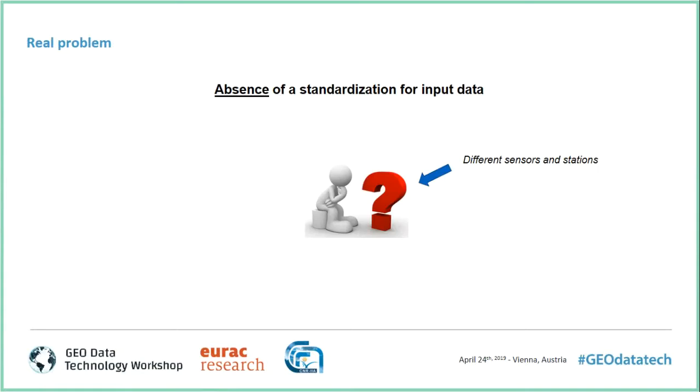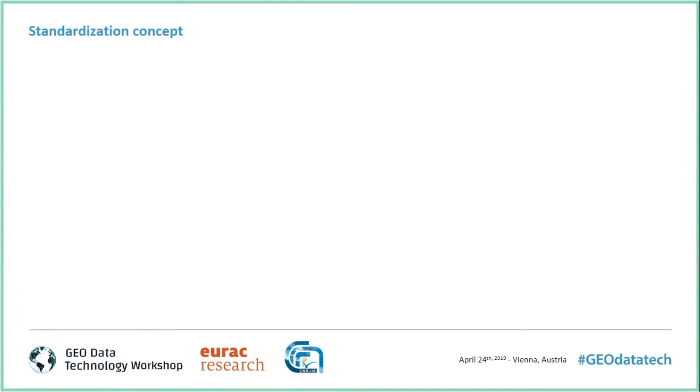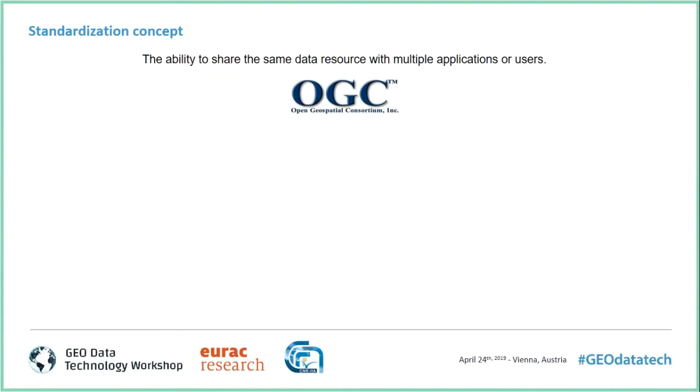In fact, we can find different sensors and stations, with different data organization even for the same sensor, and the same goes for the input files. Sometimes, even within the same sensor, the software gets updated and something changes again. So the standardization concept gives us the possibility to share data with multiple applications and users.